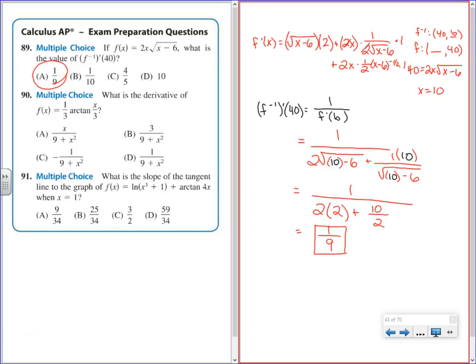Was number 89 hard? Yes. It was a little rough. Number 90. Did you guys get that far? How many groups started number 90? How many groups finished number 90? Who started number 91? Finished number 91.